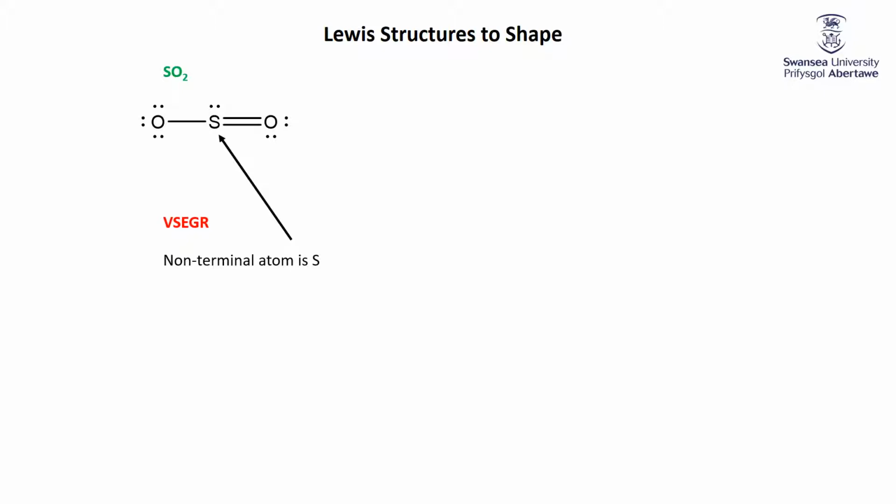Pause and then answer. So back from the pause, I hope. How many groups of electrons around the sulfur? 1 for the single bond, 1 for the double bond, and 1 for the lone pair. So there are still 3 groups of electrons around our central atom here. And those 3 groups of electrons are going to arrange themselves in a trigonal planar.